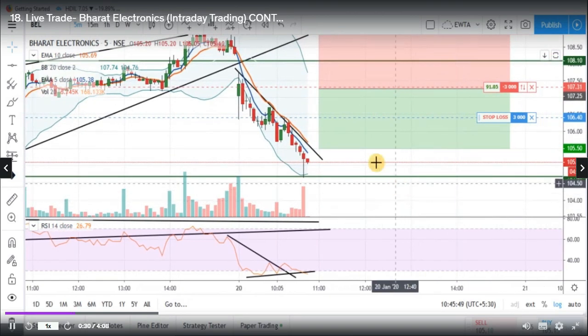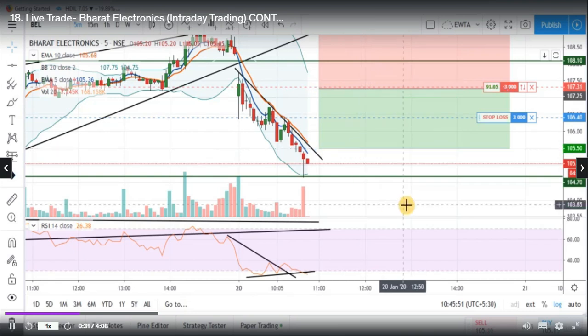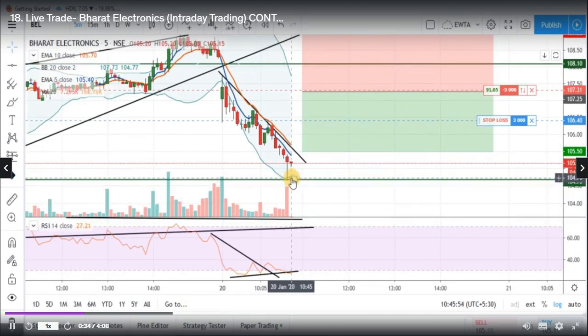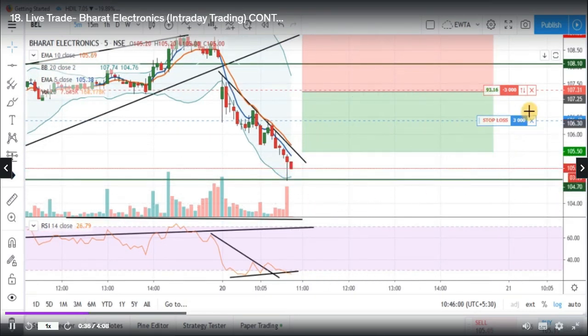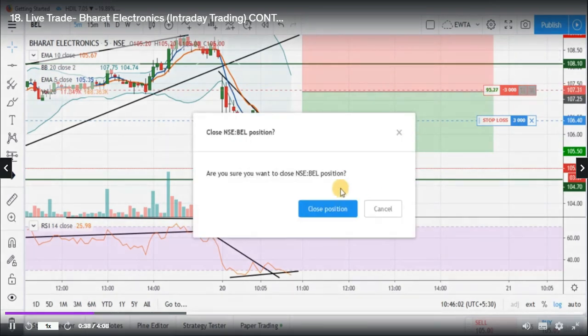Prices are below my first target level, but as I'm expecting a pullback from this support level, I'm closing my trade here with this profit.